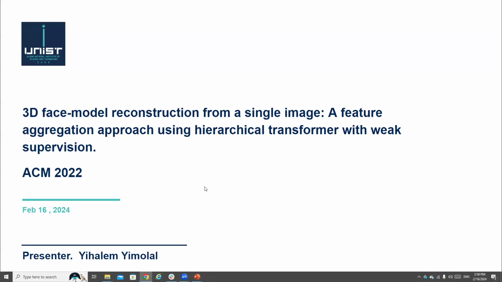Okay, hello everyone. So for today, I will be presenting this paper titled 3D face model reconstruction from a single image, the feature aggregation approach using a hierarchical transformer with weak supervision, which was published in 2022 in the ACM Neural Networks journal.